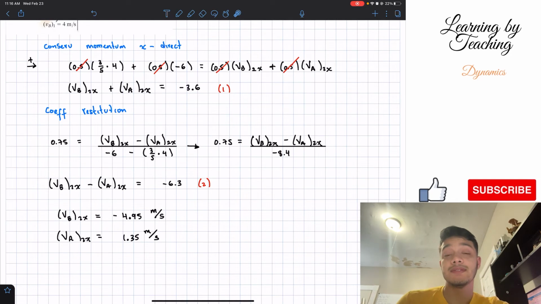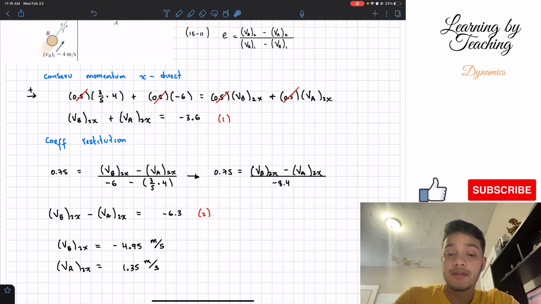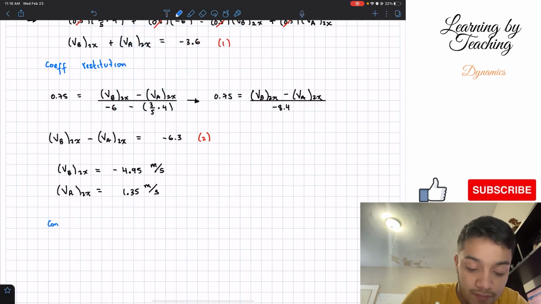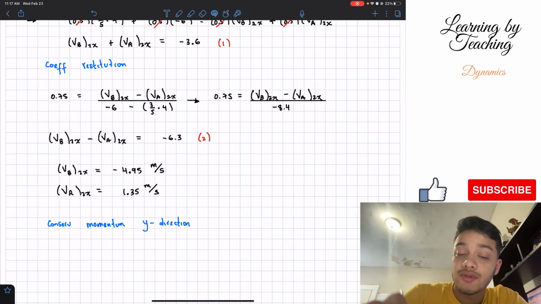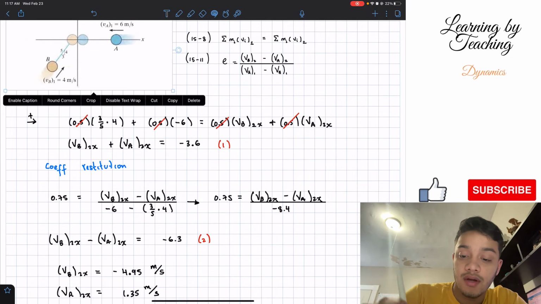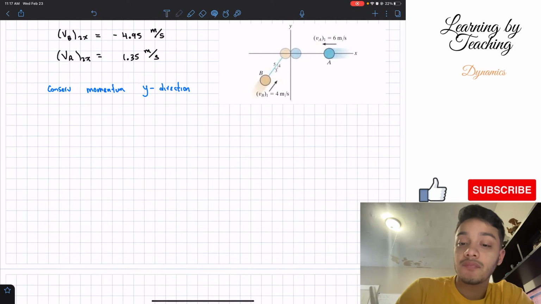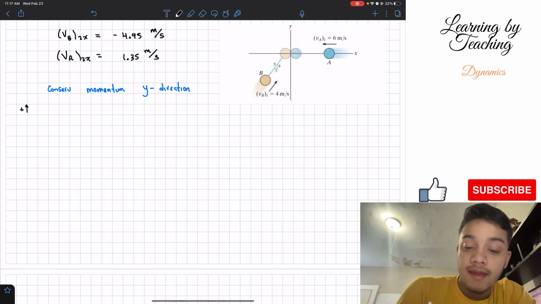Alright, so now we found the velocity in the x direction. Now the only thing that we're missing is the velocity in the y direction. So we're going to utilize the same step as our conservation of momentum. Let's go ahead and start conservation of momentum, but in this case, it's going to be in the y direction. I'm going to grab our picture and put it up here so we have a better view of our problem. And we're going to assume that going up is positive.